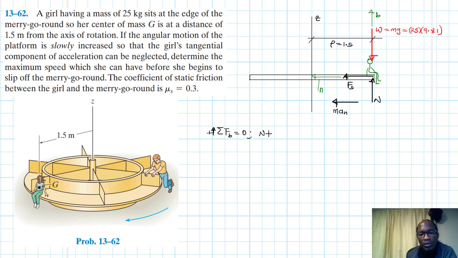So this is just going to be N minus W equal to 0. We know what W is. Therefore, this is just mg, which is equal to 25 by 9.81. Alright, then we have summation of forces along the n-axis equal to m a_n, with this direction being our reference positive. a_n is the centripetal acceleration, which is just v squared divided by rho, where our rho is equal to 1.5.